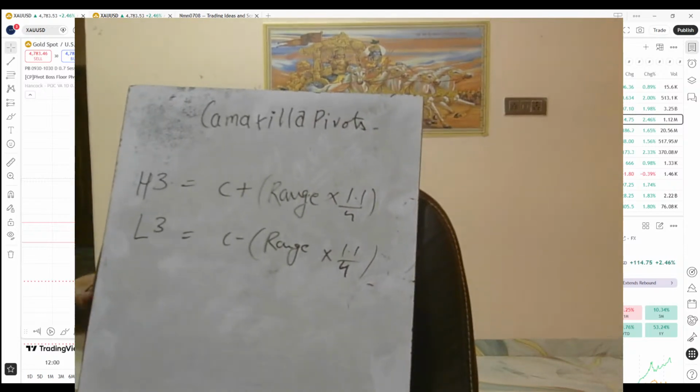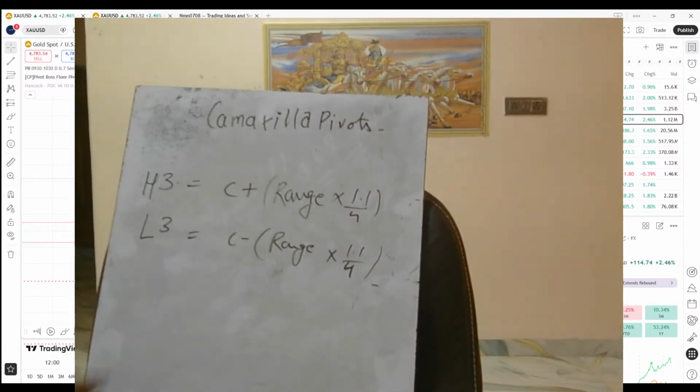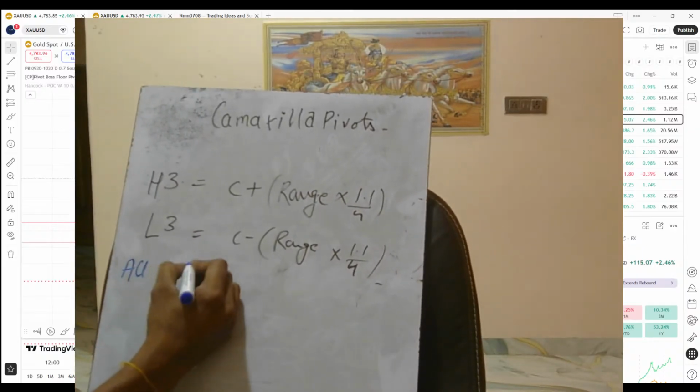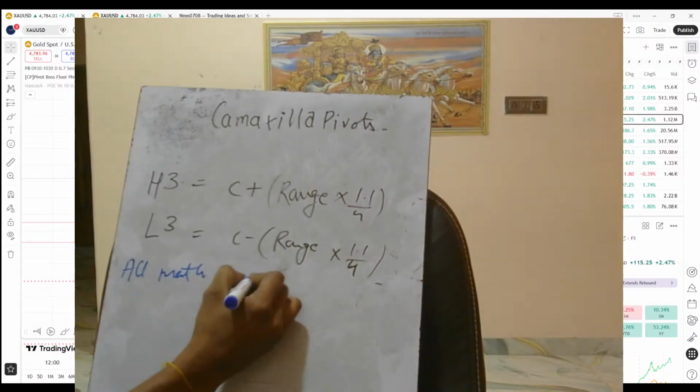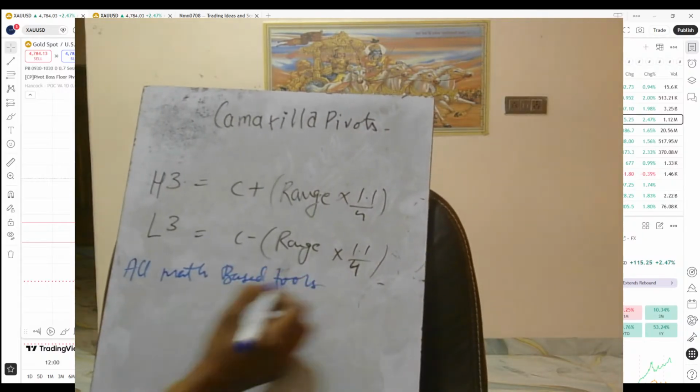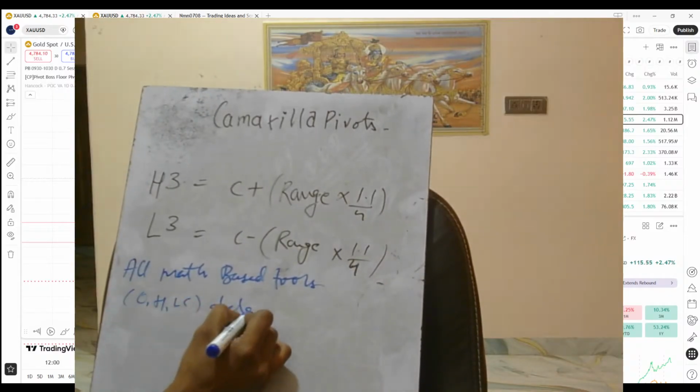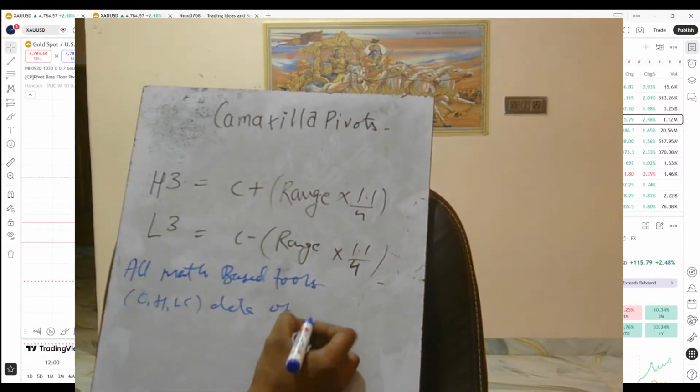Now, CPR and Money Zone pivots. Those are all math-based tools depending on the open, high, low, close data of a period.